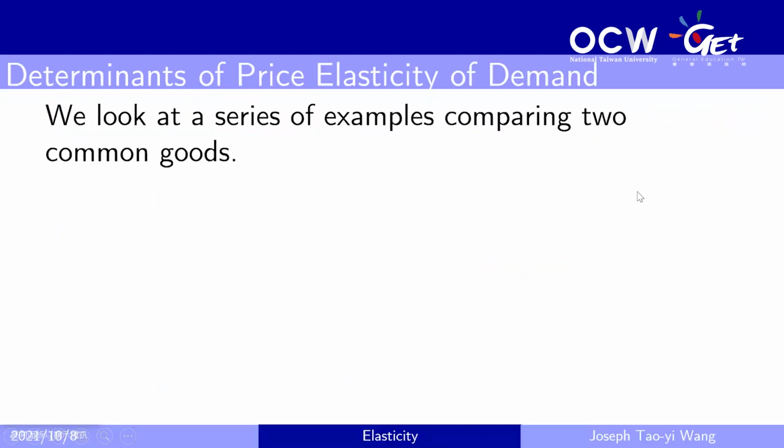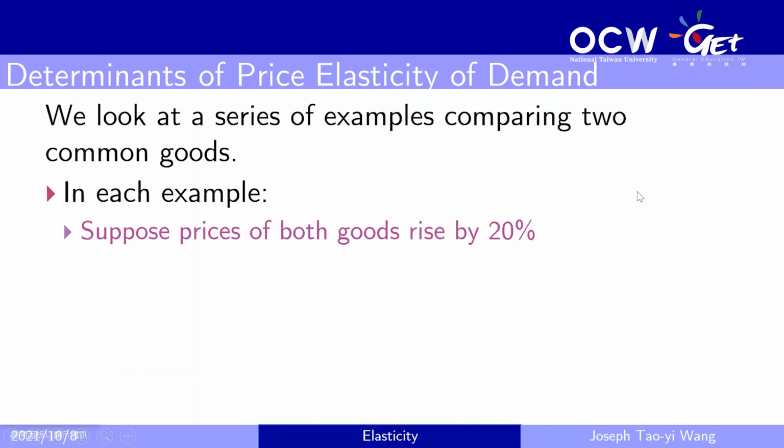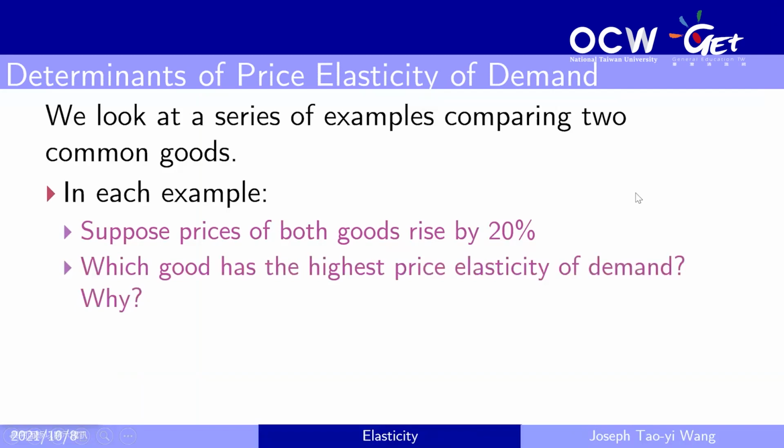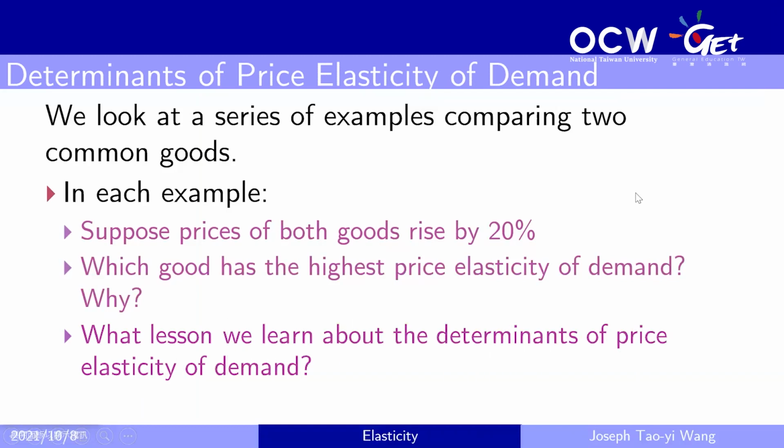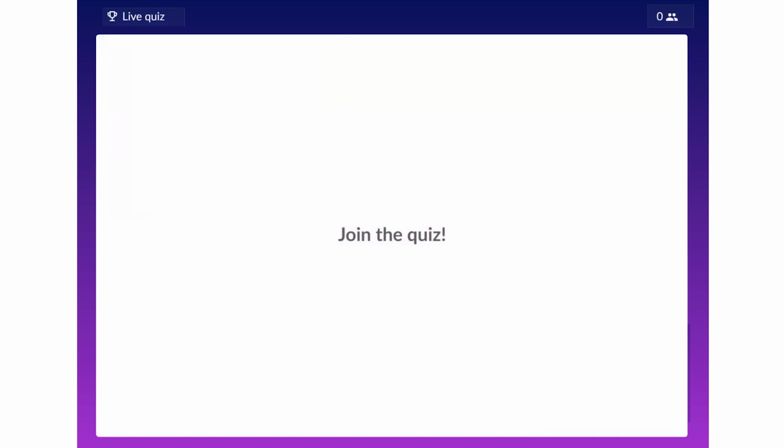Now we'll look at how price elasticity of demand is determined. To do this, we'll look at pairs of examples and ask, suppose the price of both goods goes up by 20%. Which good has the highest price elasticity of demand? And why is that? Okay, let's take a look. And of course, from these, you can learn lessons about what determines the price elasticity of demand. All right, let's start.